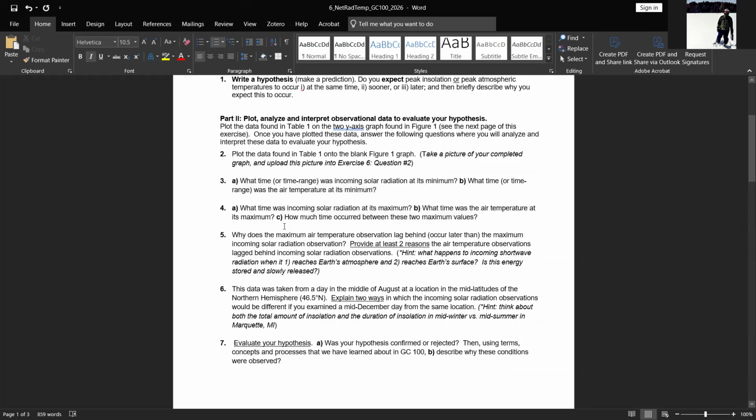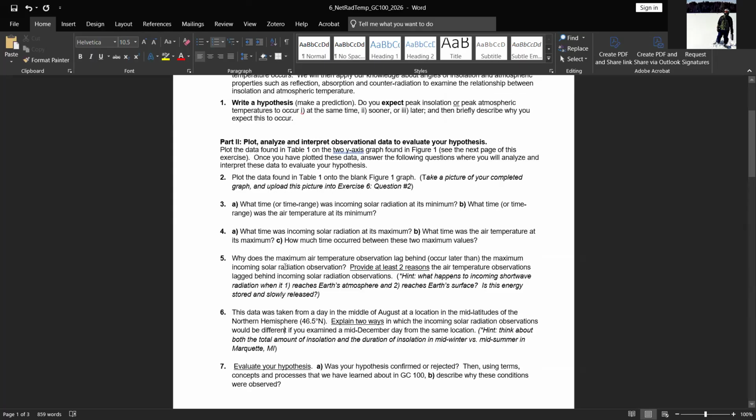And now providing a little bit of context for question 5 and then question 6. It asks, what does the maximum air temperature observation lag? If there was a lag and the air temperature peak happened later, why did that happen? Think about the lecture related to insulation, and think about the timing and what's in our atmosphere. What is in our atmosphere and what is on Earth's surface, and how do those materials interact with incoming solar radiation? Are there properties of the atmosphere that absorb incoming solar radiation?